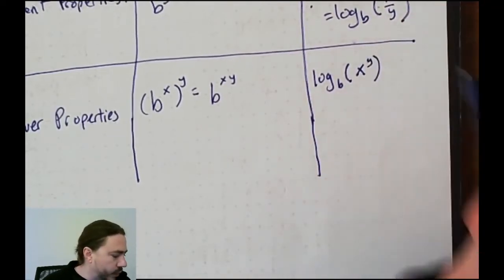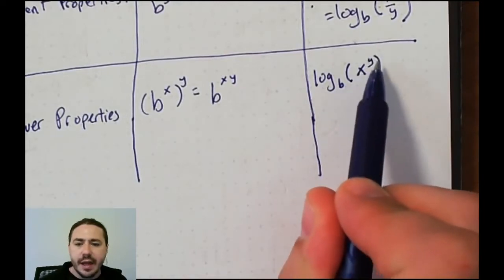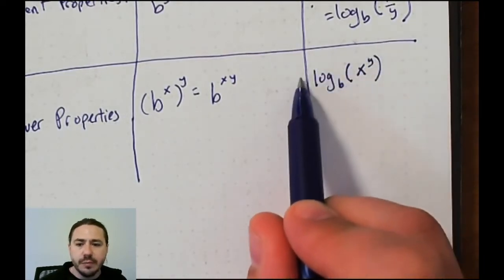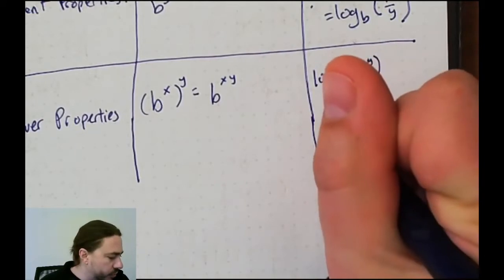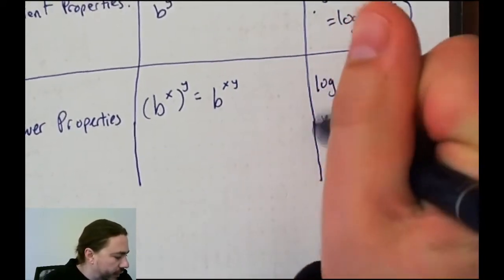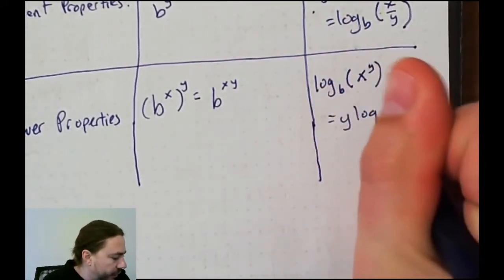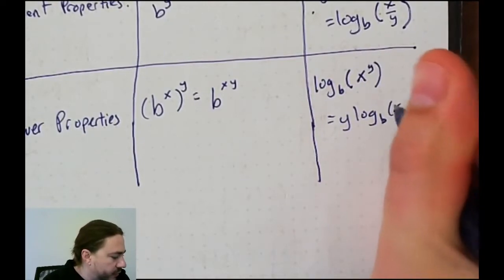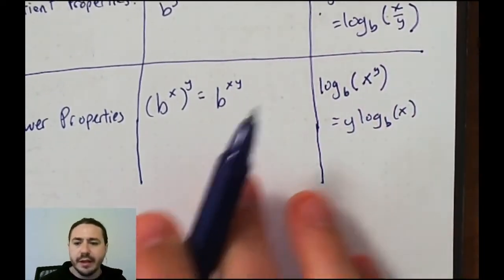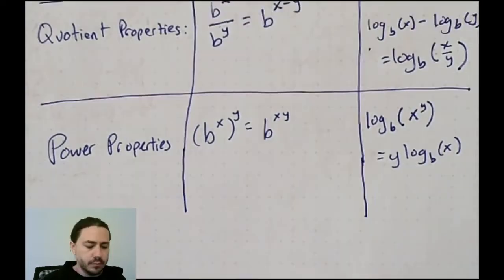What would that be? Well, you could take this exponent and move it to be a coefficient of the logarithm. And I want to go into a little bit more detail on why this particular property works. I think it's worth examining a little closer, because I don't think this one is as intuitive as the previous two properties. So let's take a quick look at that.